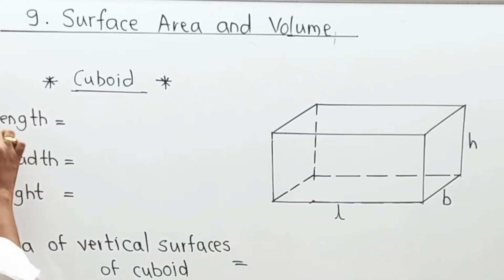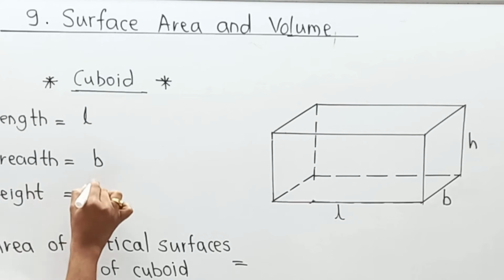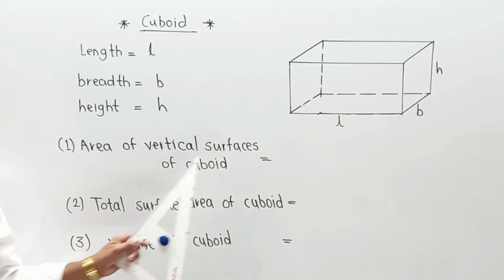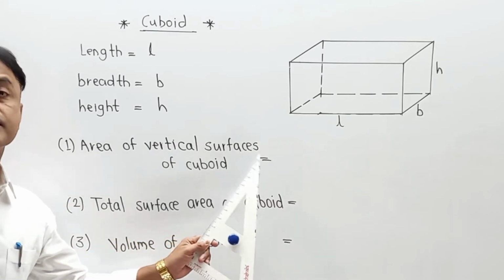Length we always indicate by L, breadth we always indicate by B, and height we always indicate by H. Generally we use small letters for length, breadth, height. Now the first part, in case of calculation: area of the vertical surfaces of a cuboid. So the topic is area of vertical surfaces.